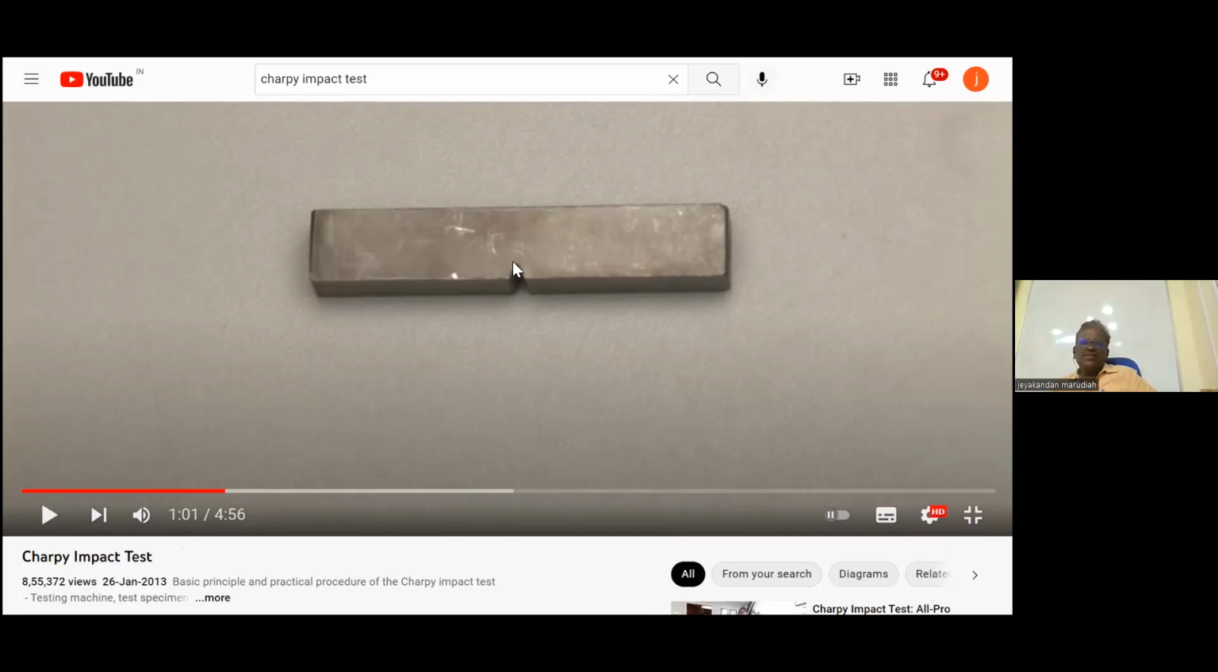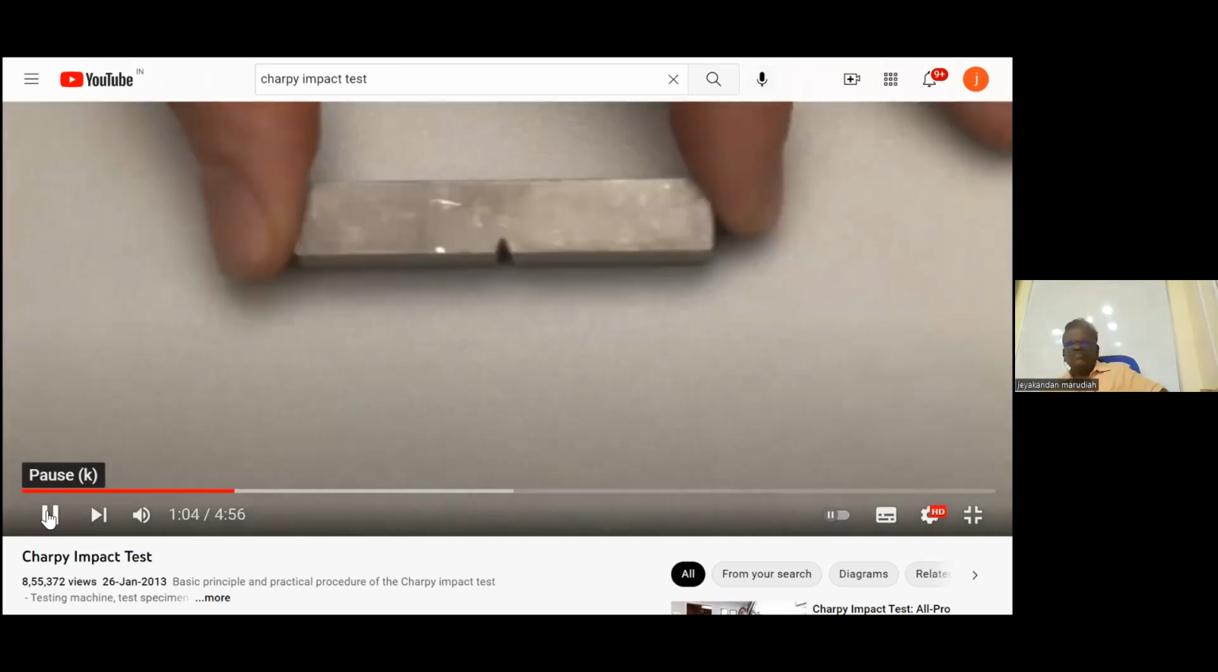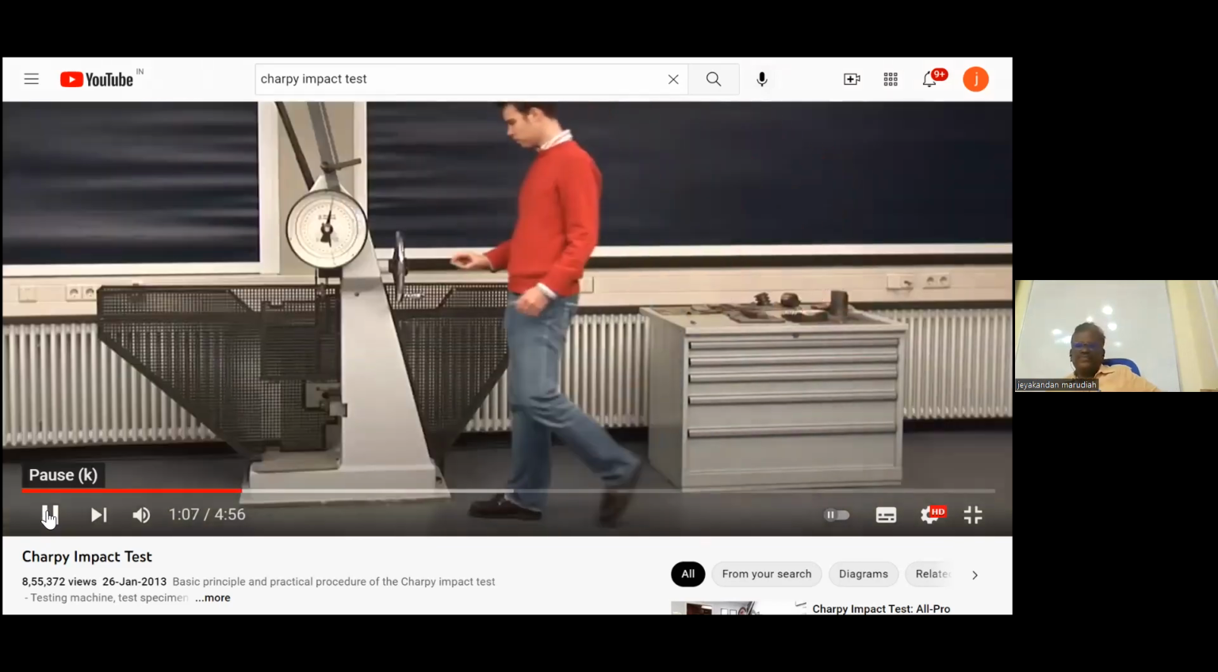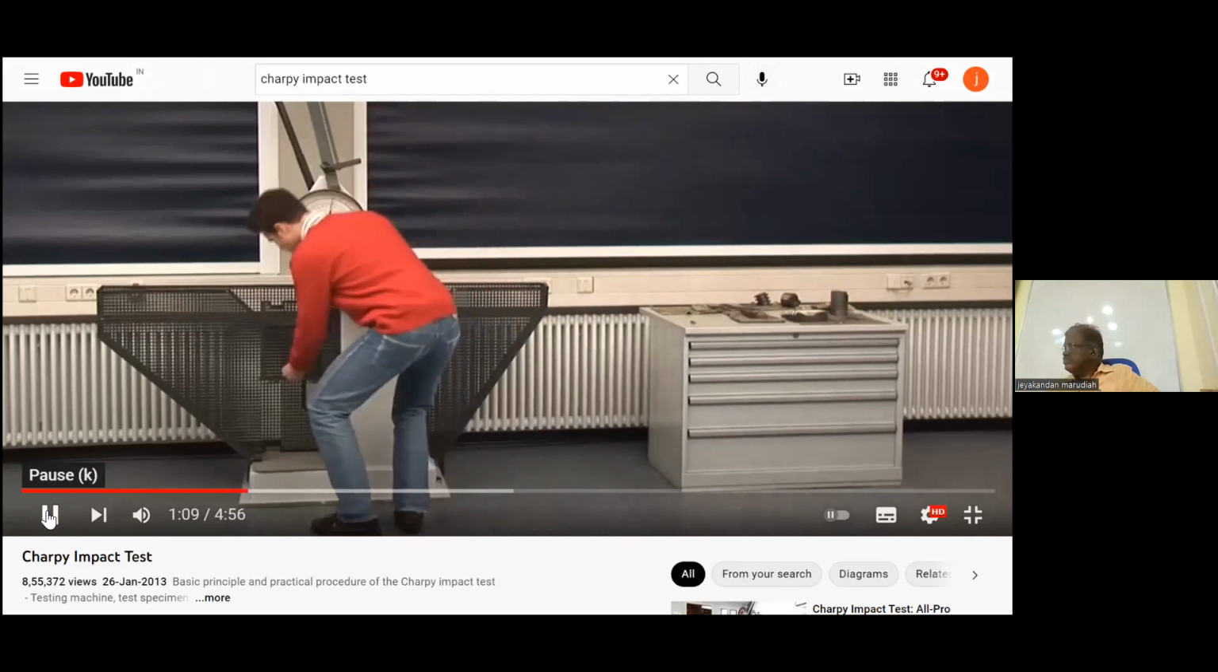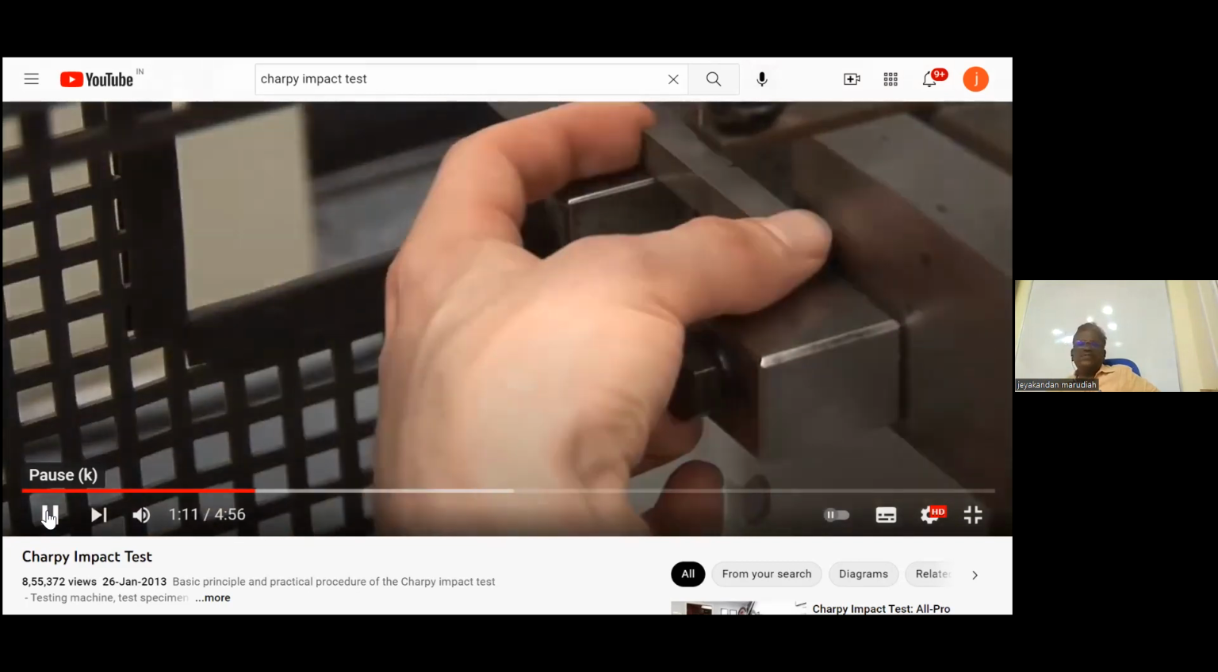Then what is the depth of this notch? This is 20% of the width. What is the width here? 10 mm. 20% will be a 2 mm notch. Suppose you are making an 8 mm specimen because of the low thickness, then the notch should be 20% of 8 mm. Okay. So you have to keep it horizontal and hit from opposite to the notch. With a characteristic V-shaped notch, the tester places the specimen on a support in the lower part of the machine and adjusts its position with a centering device.